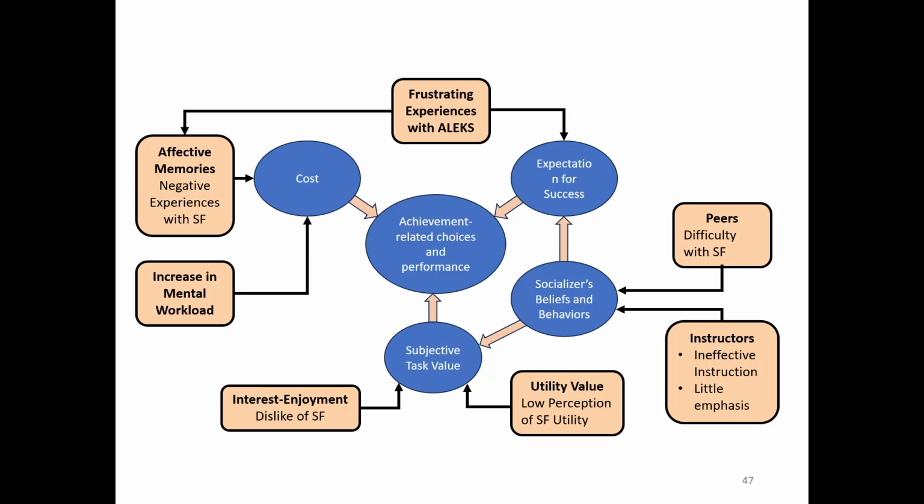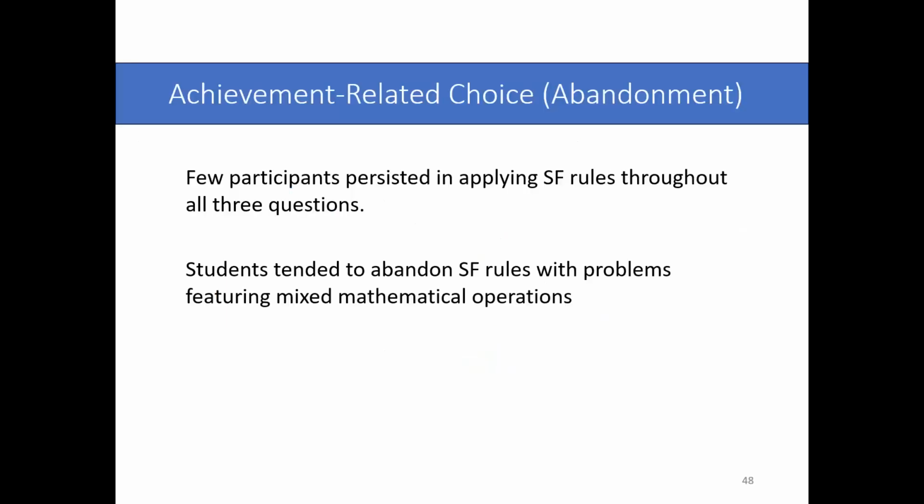Well, the big choice that we saw while they were doing the assessment is abandoning significant figure rules, just not doing them. Even though we specifically asked them to apply the rules, very often that didn't happen. So very few participants persisted in applying significant figure rules throughout all three questions. Again, remember I asked them, explain to me what you did here. And it became obvious fairly quickly that they weren't applying the rules in the way that they were supposed to. So students tended to abandon the significant figure rules when the problems featured mixed mathematical operations.